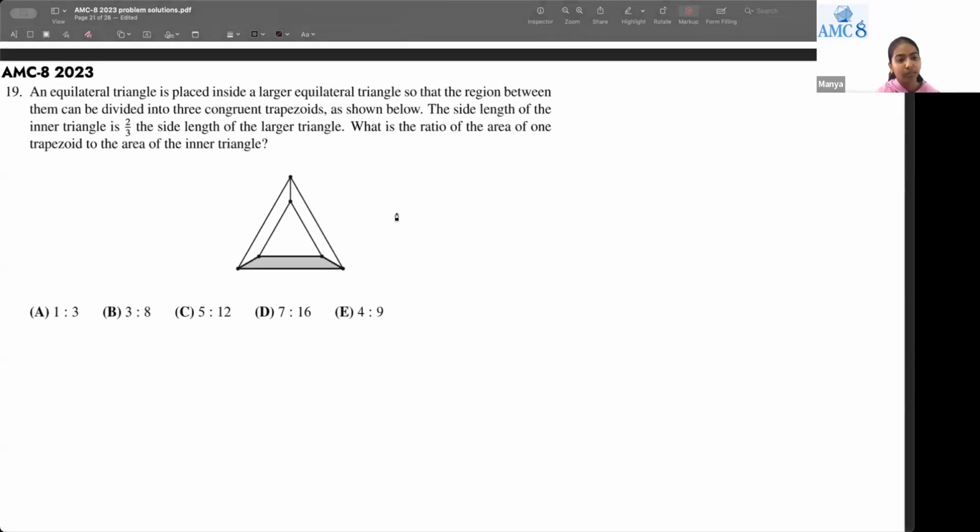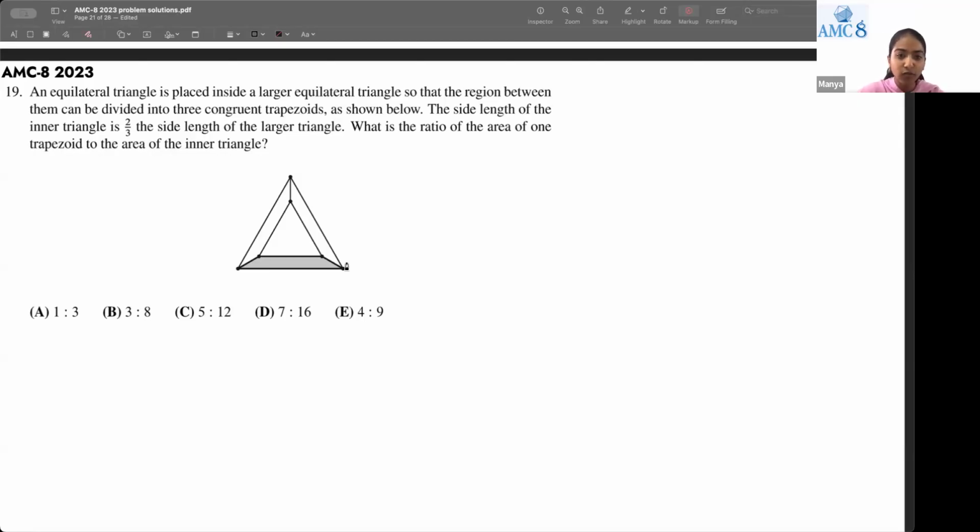Problem number 19. An equilateral triangle is placed in a larger equilateral triangle so that the region between them can be divided into three congruent trapezoids. An example would be this one right here. So this congruent trapezoid. And the side length of each of these inner triangles is 2/3 the side length of the larger triangle. What is the ratio of the area of one trapezoid to the area of the inner triangle?